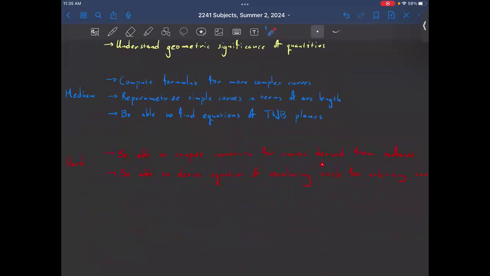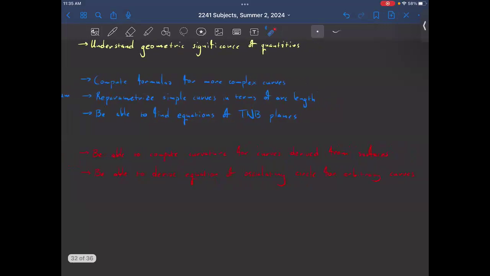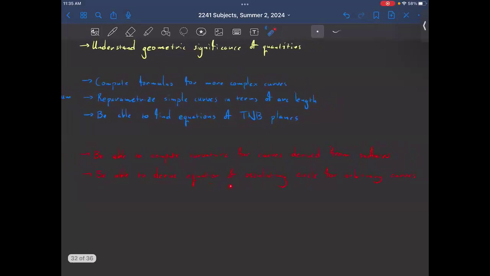All right, our hard objectives are to compute curvature for curves derived from surfaces. Okay, so these are things like the toroidal spiral or the trefoil. And you should be able to derive the equation of an osculating circle for arbitrary curves. This is very difficult, actually. And so it is a hard objective for you here.